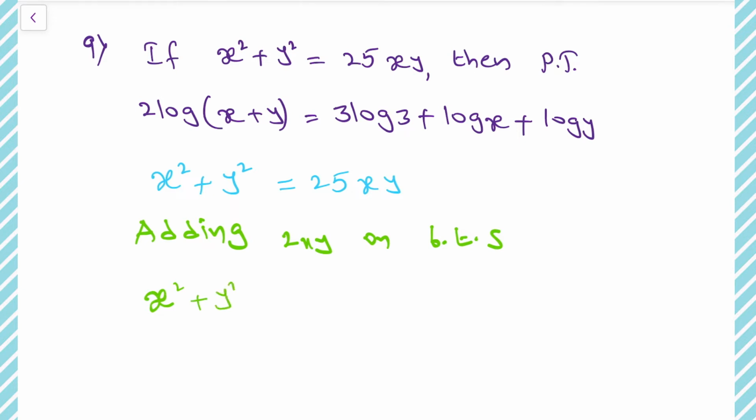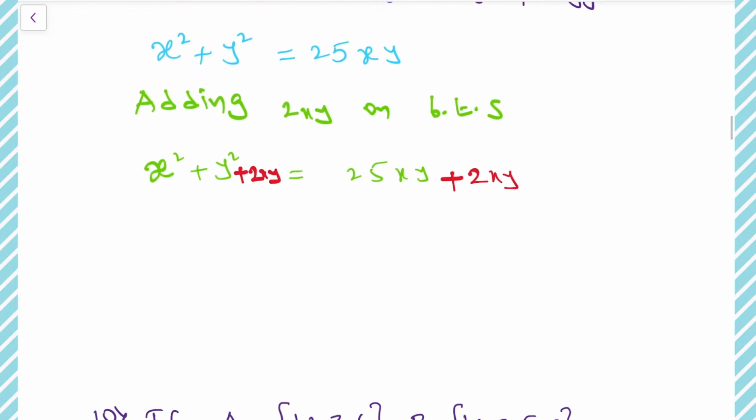x square plus y square is equal to 25xy. Now I am adding 2xy on both the sides, right? So left side plus 2xy as well as right side also plus 2xy. Now if we observe the left side clearly, x square plus y square plus 2xy is nothing but x plus y whole square. This is the reason I added 2xy only, because already we know the a plus b whole square formula: a square plus b square plus 2ab. So to make it the a plus b whole square formula, that's why we added only 2xy but not some other number. Now on the right side, 25xy plus 2xy is 27xy.